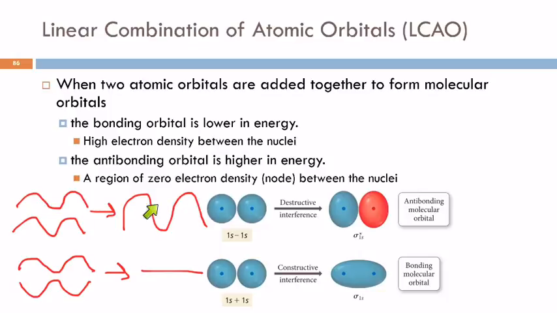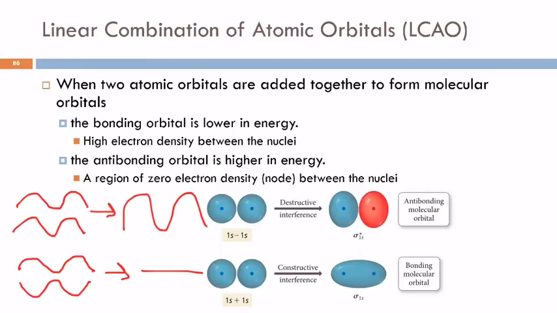Constructive interference increases, and destructive decreases the wave. So when these interact destructively, then we get this node in the middle. This is going to be higher in energy than this bonding orbital.